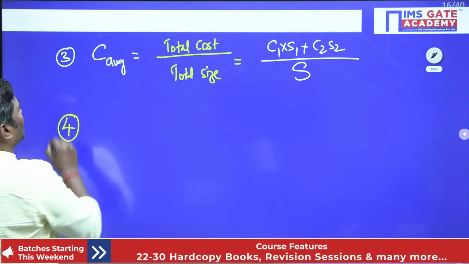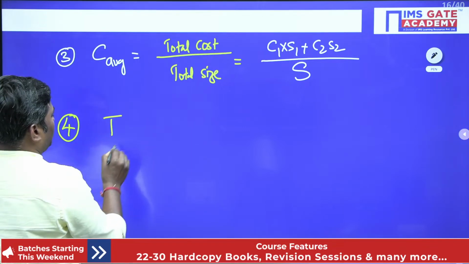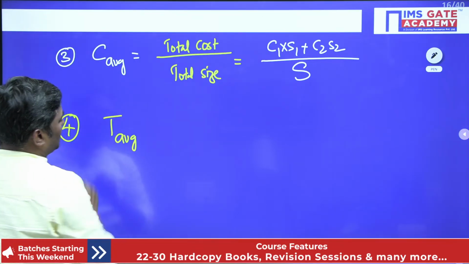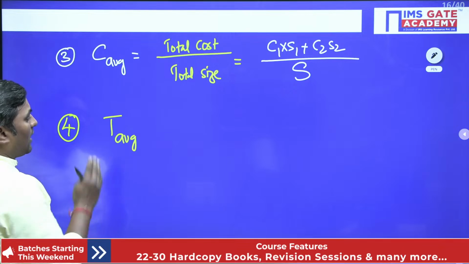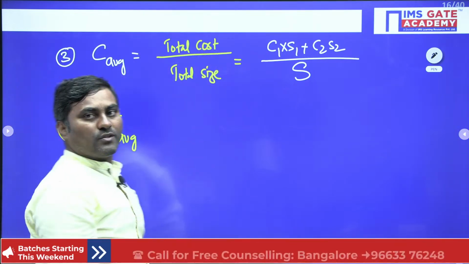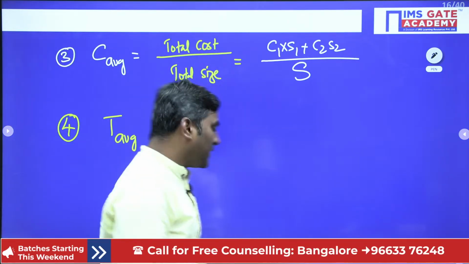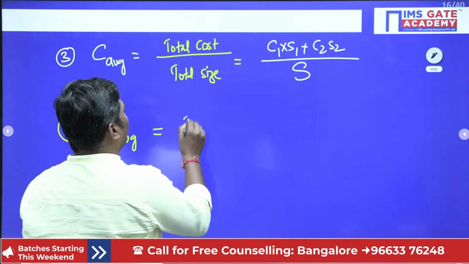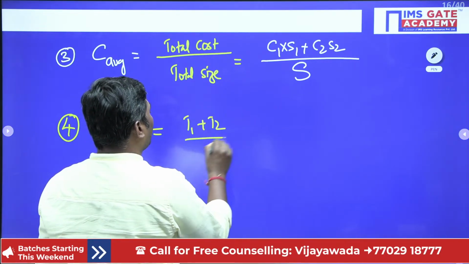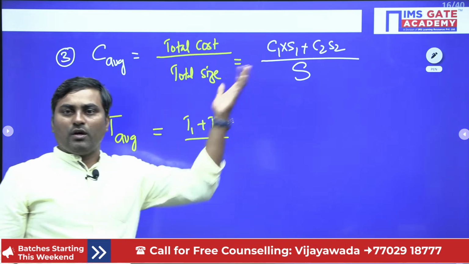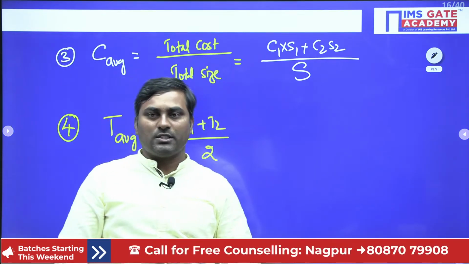Similarly, if I ask all of you for the average access time, T average means what? The average access time with a two-level system. Can I write it like (T1 plus T2) by 2? We got the average cost, now the average time for a 2-level memory system.